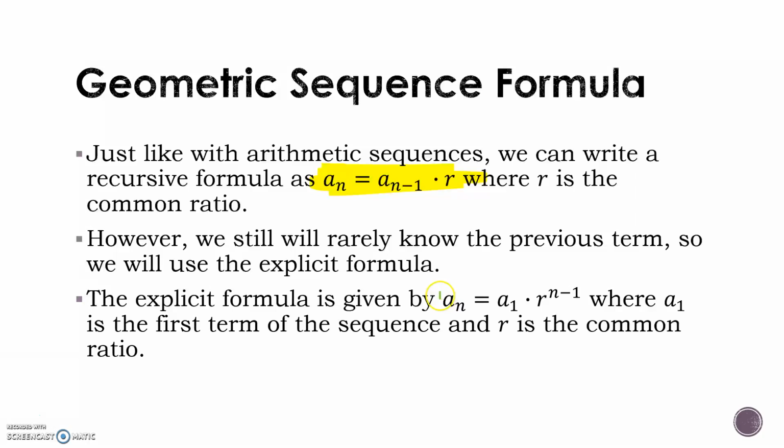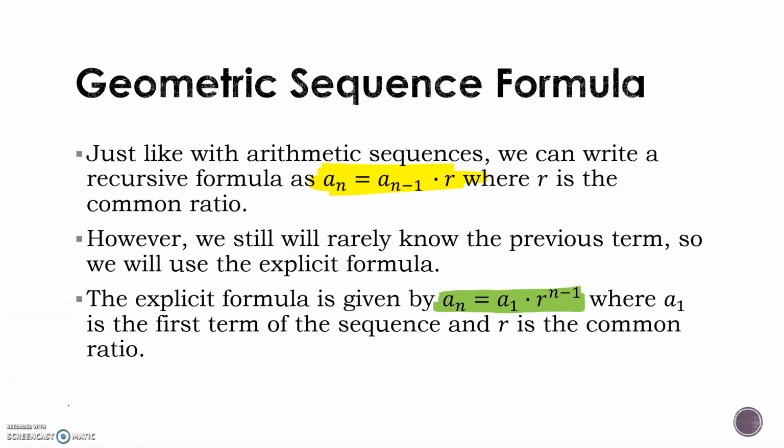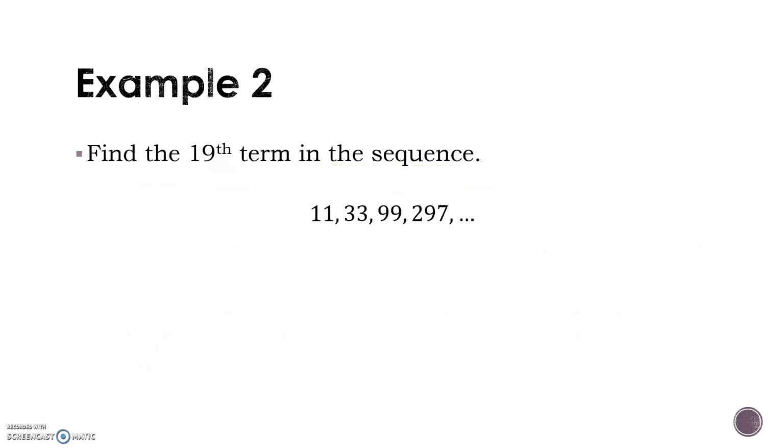So we want the explicit formula, and that's where we're going to use this: a sub n equals a sub 1 times r to the n minus 1. My a sub 1 is still going to be the first term, and the r is still going to be the common ratio. Okay? So, find the 19th term in the sequence. First I'm going to write my formula. I know that a sub 1 is 11, because that's my first term. And then I'm multiplying by 3 every time, so my r is going to be 3.